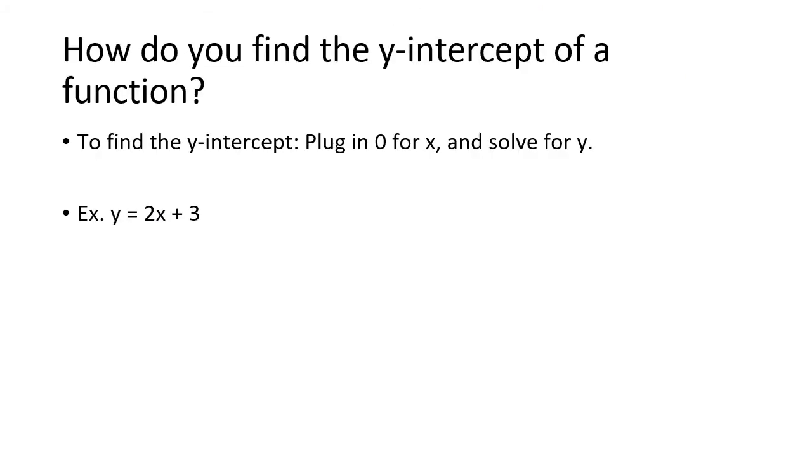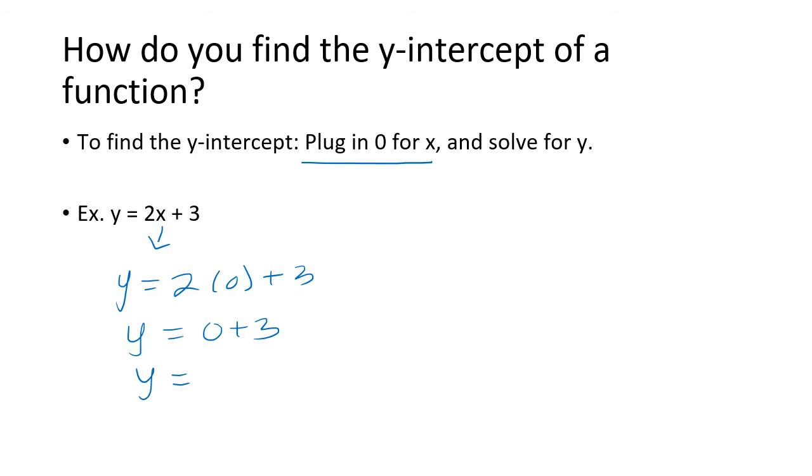Okay. How do you find the y-intercept of a function? To find the y-intercept, you're going to plug in 0 for x and then solve for y. So here's x. I'm going to substitute 0 in. That's going to give me y equals 0 plus 3. So y equals 3. So therefore my y-intercept, and the y-intercept is an ordered pair, is at 0, 3.